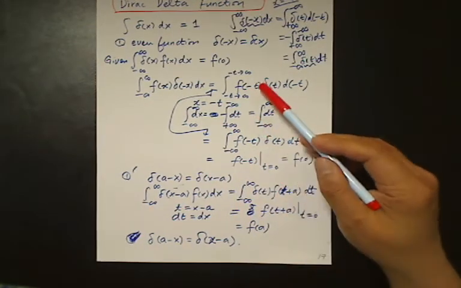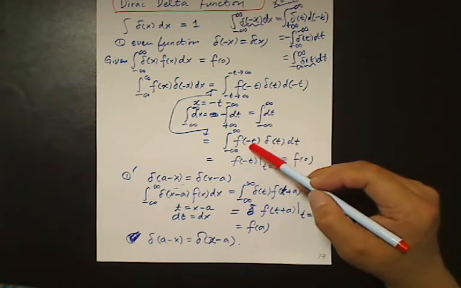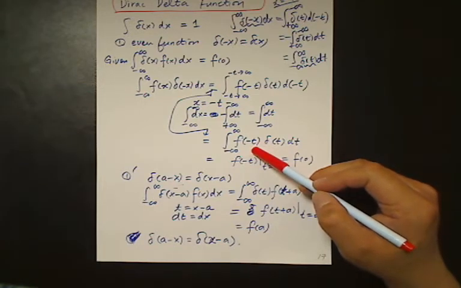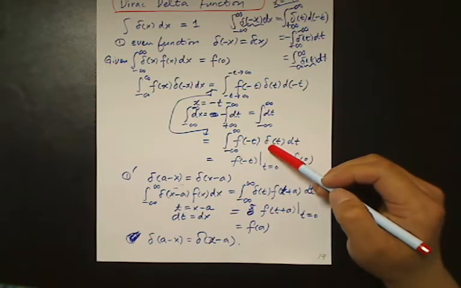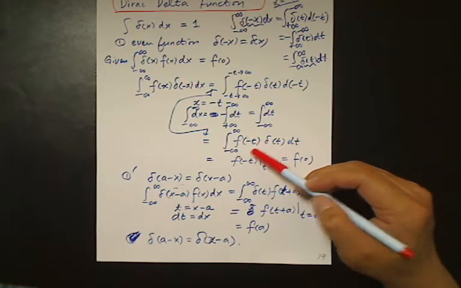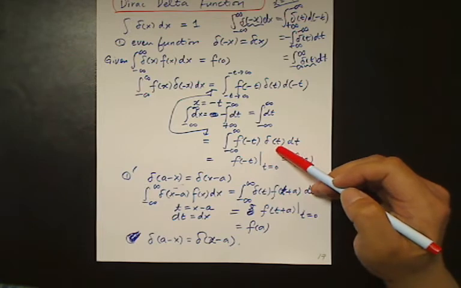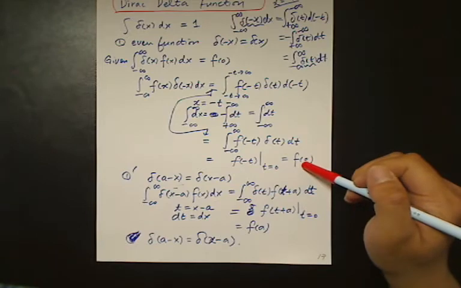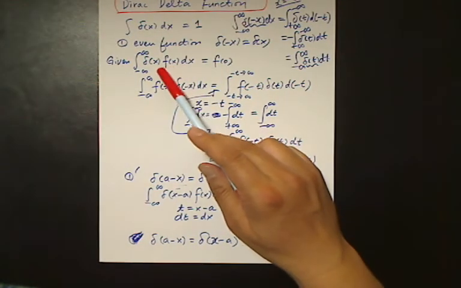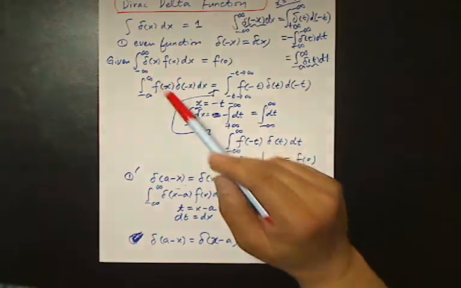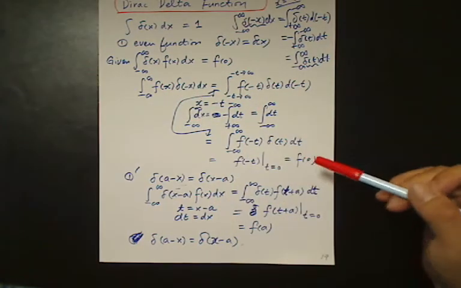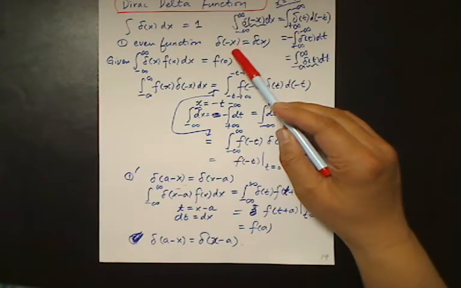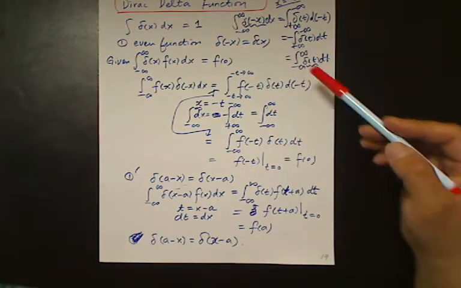Therefore, as a result, the integral can be written in the form where the argument of f is replaced with minus t. However, after this calculation, what we find is that f of minus t, with t substituted by 0, that means minus 0 is 0, so it's f of 0. So regardless of using delta x or delta minus x, our final result will be the same. That's the reason why the delta function is an even function.